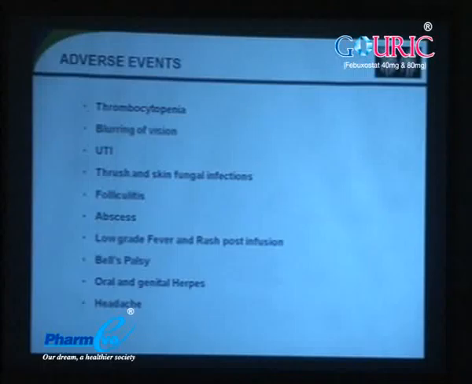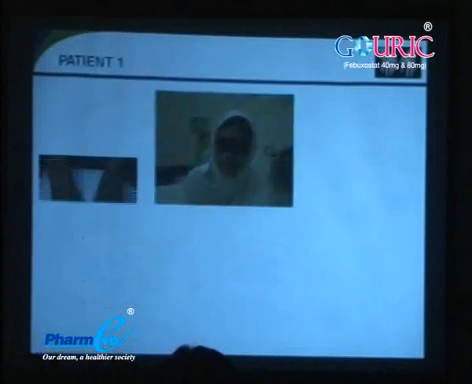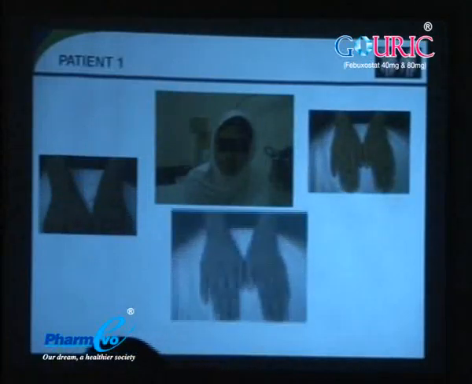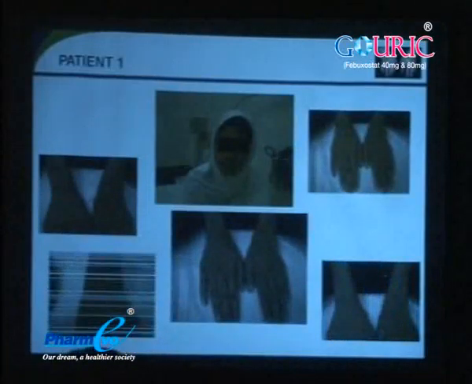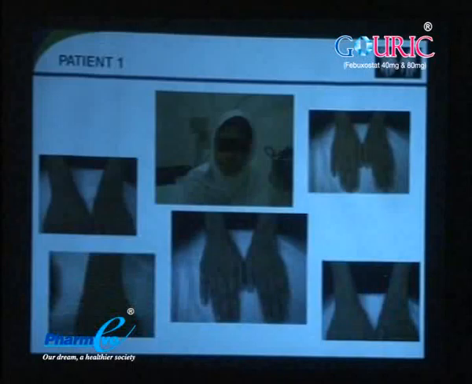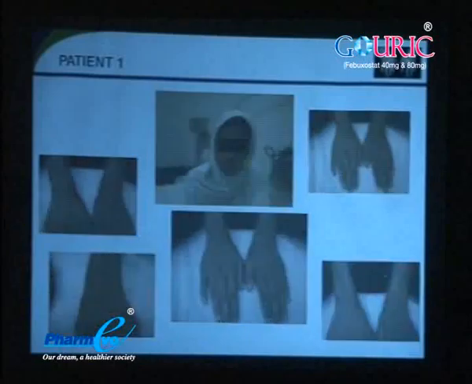Rheumatoid arthritis patient. Now I would like to share a few photographs of our patients which were included in the study. Patient 1, a young girl with a long-standing disease. The slide shows multiple hand deformities.